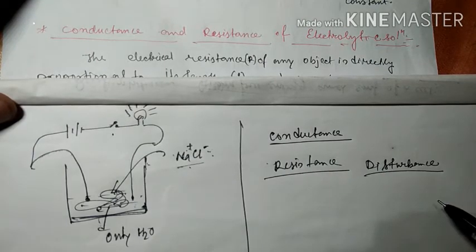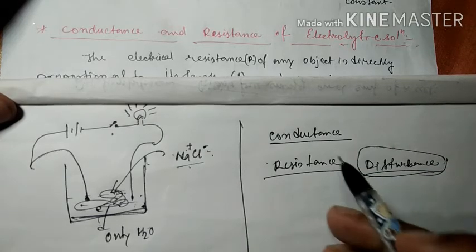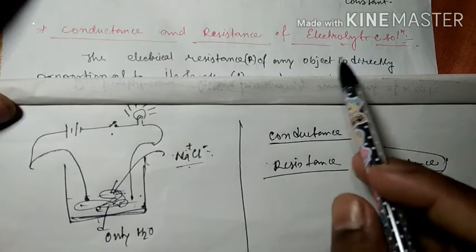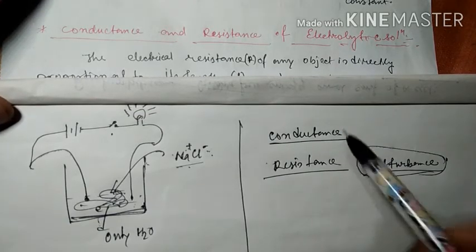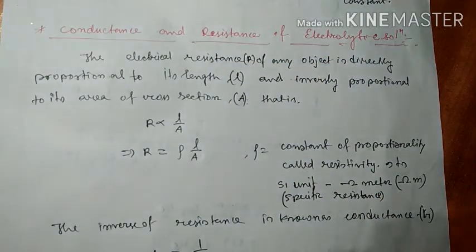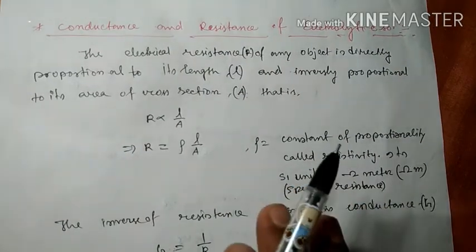Resistance is disturbance. In the conduction of electricity, resistance disturbs the system to decrease the conductivity of the electrolytic solutions. Okay, now let us explain what is the expression of the conductance and resistance of electrolytic solutions.